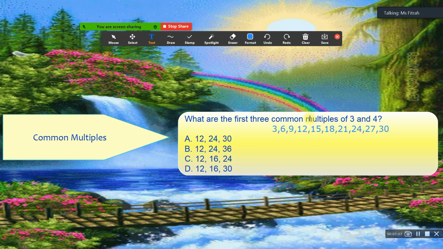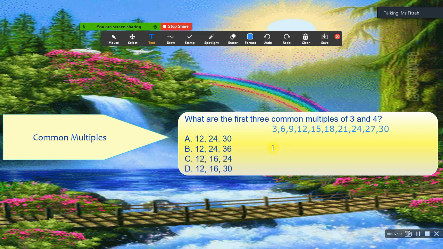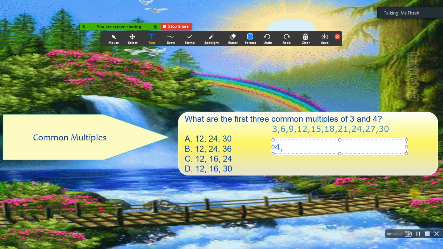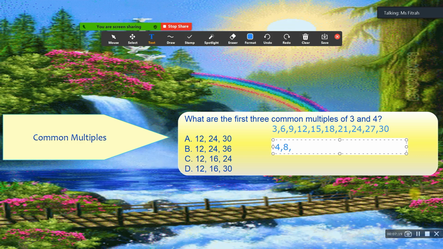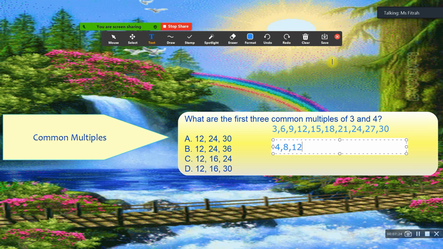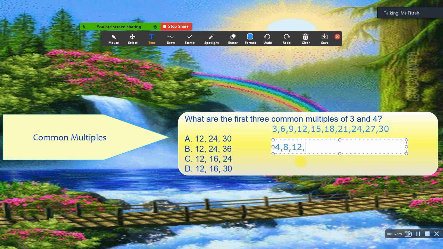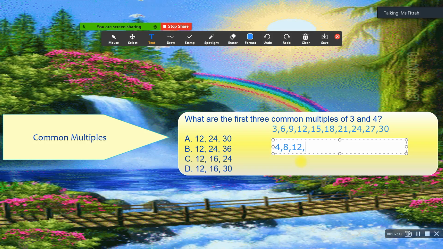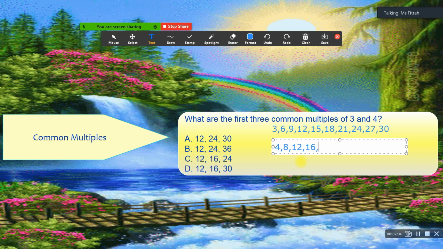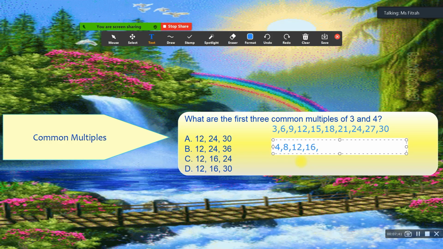Yep. How about the multiples of 4? The multiples of 4. Yep. So 4 times 1 becomes 4, 4 times 2 becomes 8, and then 4 times 3 becomes 12. After this, 4 times 4 becomes 16, and then 4 times 5 becomes 20.